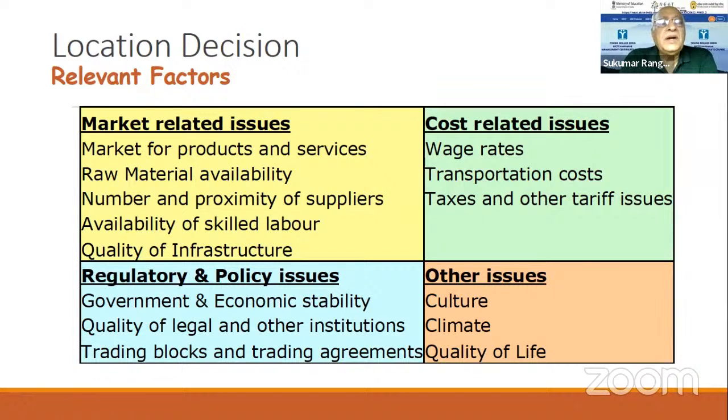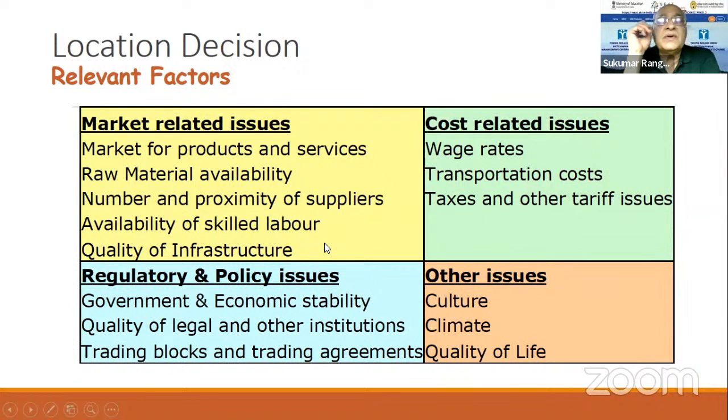Then raw material availability is a factor, especially in bulk goods. If your main raw material is, let's say, steel or things like that, you would rather be close to a place where steel is available, because the logistic costs will be very high. Number and proximity of the suppliers, not only of the main raw materials and components, but also suppliers of all the services which go along with the operations, availability of skilled labor, quality of infrastructure.